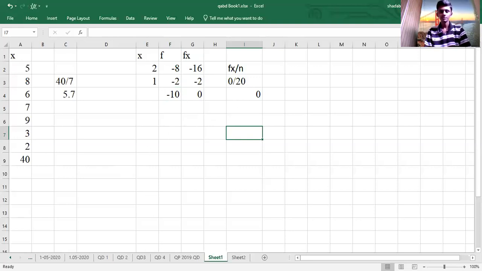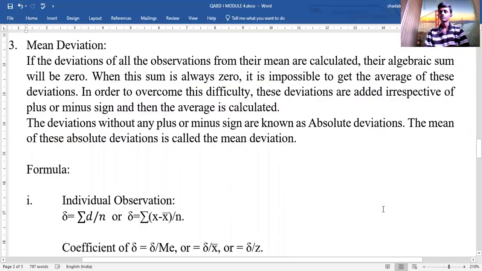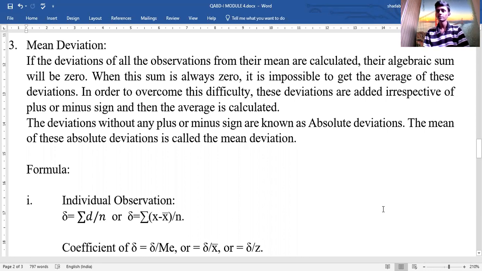How to calculate mean? That is our main important point. When the value of the term is 0, then the sum is also 0. We can't calculate mean or median. We won't calculate anything. So to overcome this difficulty, we have to come to mean deviation. Let's see what mean deviation is now.